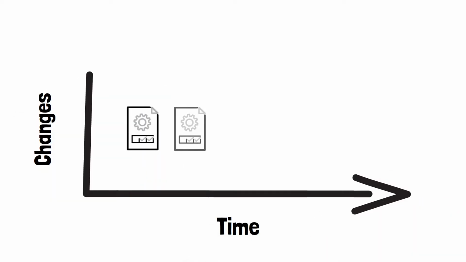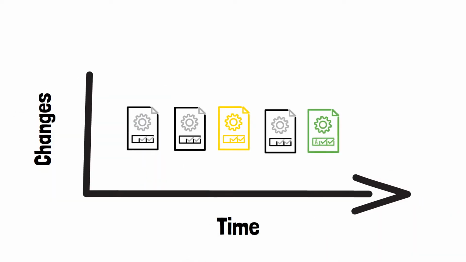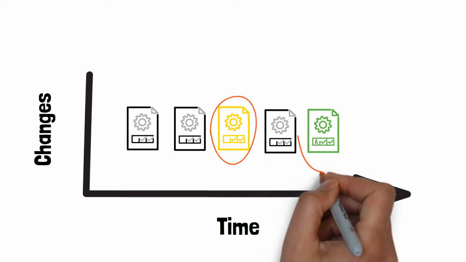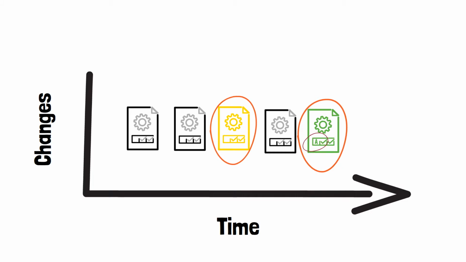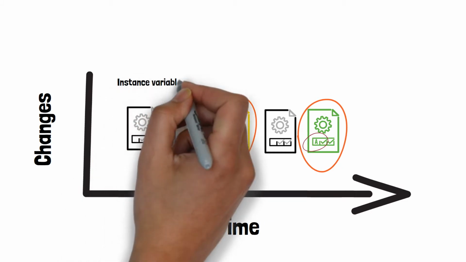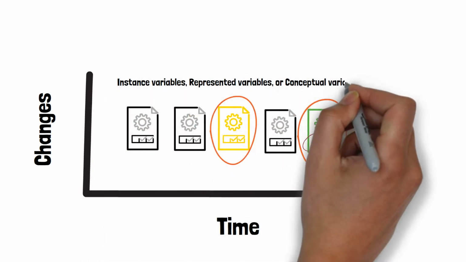Colectica is also great at creating concordance. You can see how things changed over time or even how they changed across studies. You can specify that concordance according to the DDI model's instance variables, represented variables, or conceptual variables.